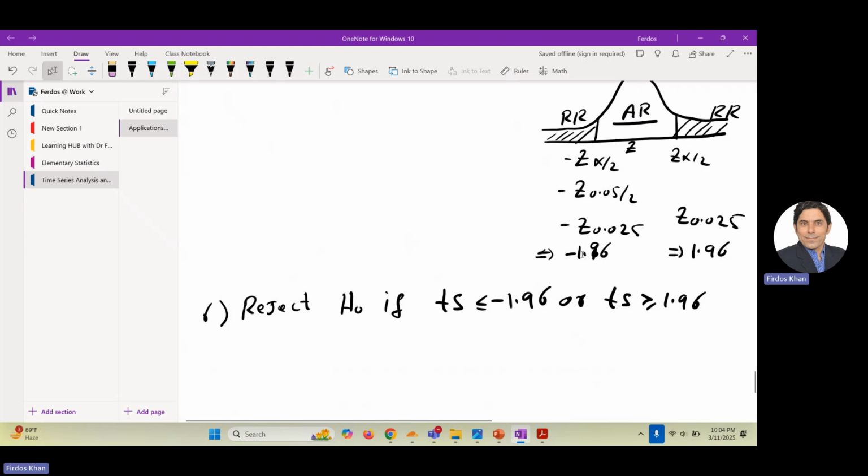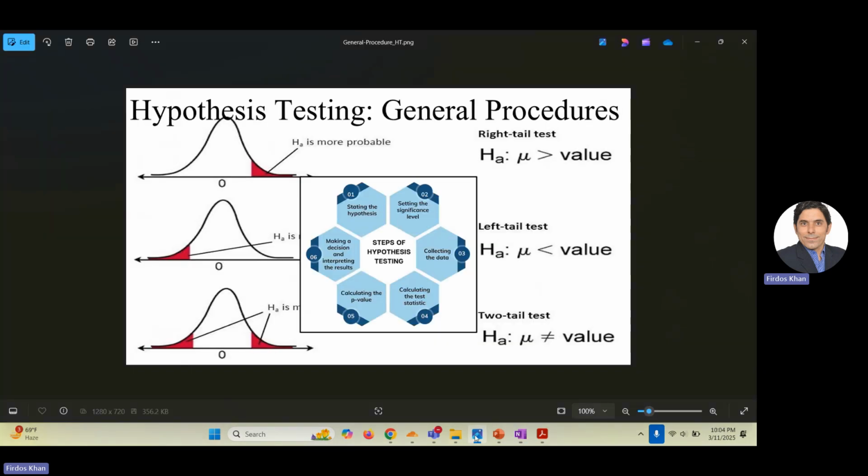So these values for z are minus 1.96 and 1.96. And then you compare the calculated value with these two points. The next video will also have some comparison using the p-value. Both approaches give you the same result. You don't need to worry, and in most software you see the p-value.